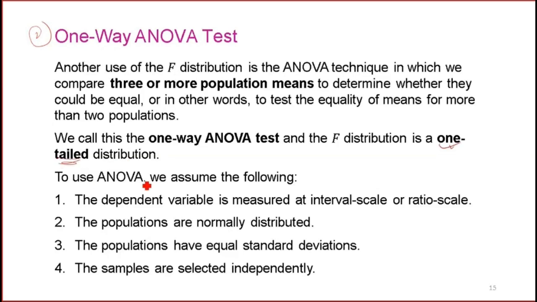To use ANOVA, we assume the following. The dependent variable is measured at interval scale or ratio scale. The populations are normally distributed, so that's why we use a parametric test. The populations have equal standard deviation. And the last one is the samples are selected independently.